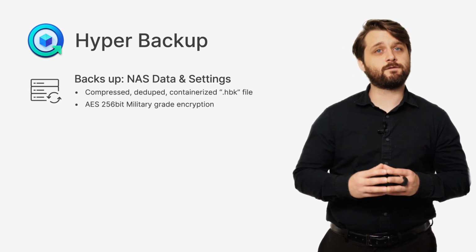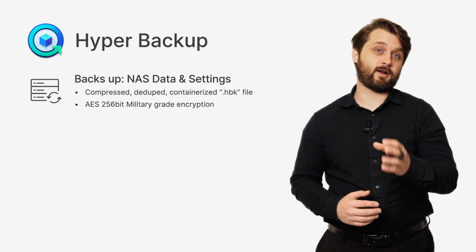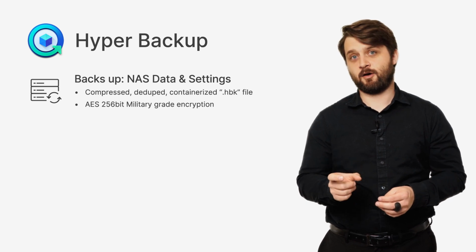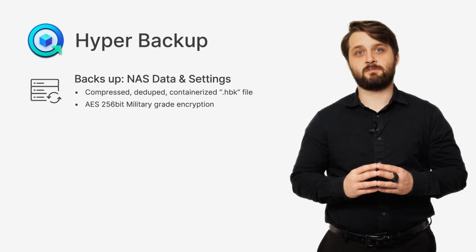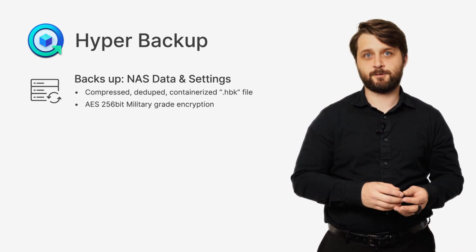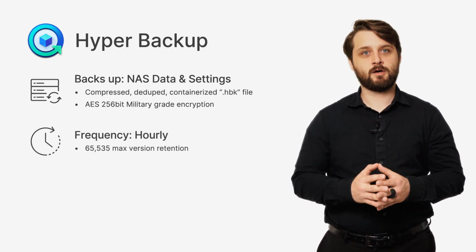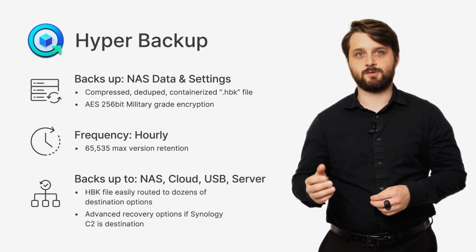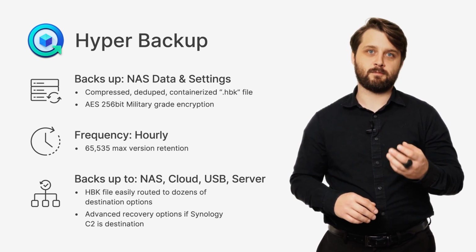Now, as mentioned, Hyper Backup is what allows you to back up data off your Synology NAS for additional copies. So it's going to allow you to back up your NAS data and settings that might be residing on that on-premise device. It gives you a compressed, deduplicated, as well as zipped up .hbk file that you can use to easily transport your backup image to other locations. Now, this backup file can also be encrypted with client-side encryption, and of course, if you're sending it to a public cloud, for example, it is also encrypted in transit. The frequency for Hyper Backup is up to every hour with up to 65,000 versions available for retention, and you can choose to back up to another NAS, to a third-party cloud provider, Synology's C2 service, a USB, or another server with a compatible protocol.